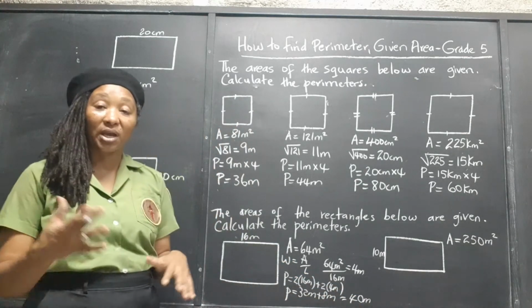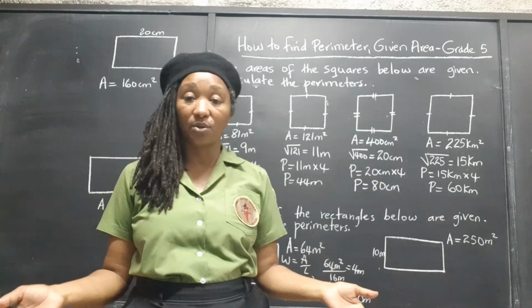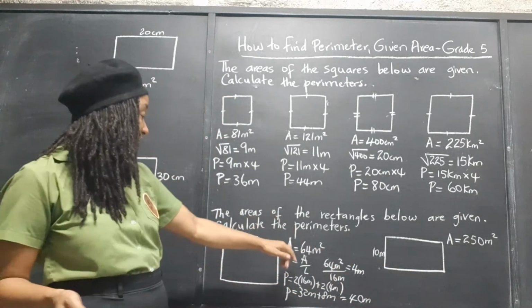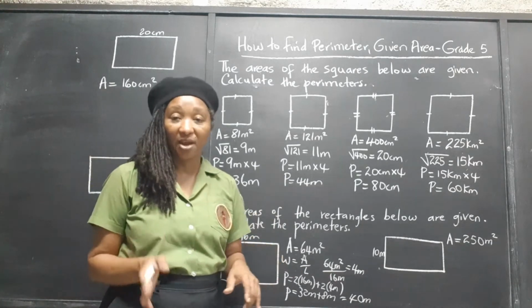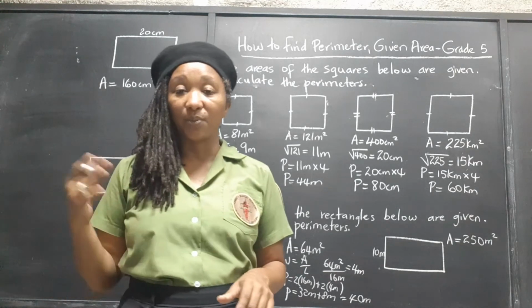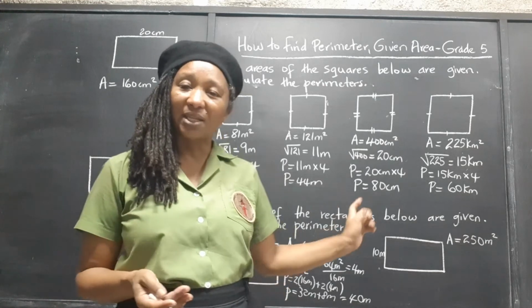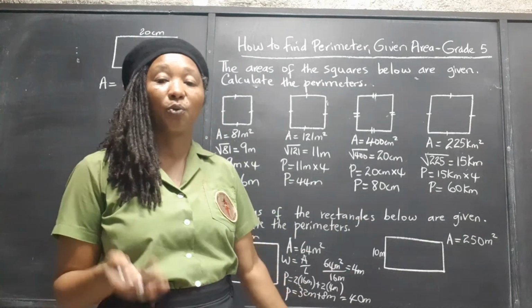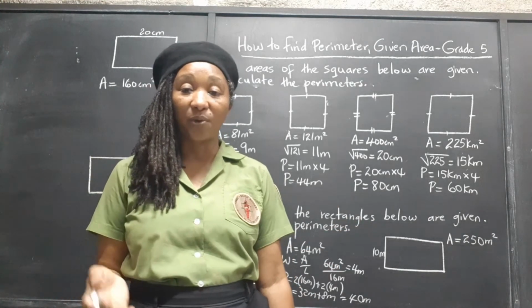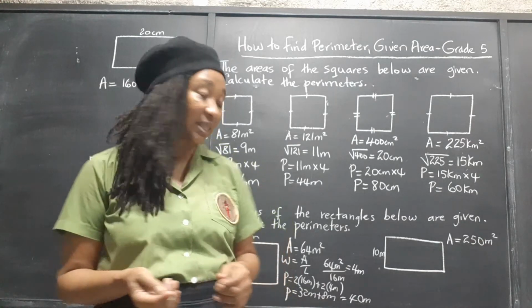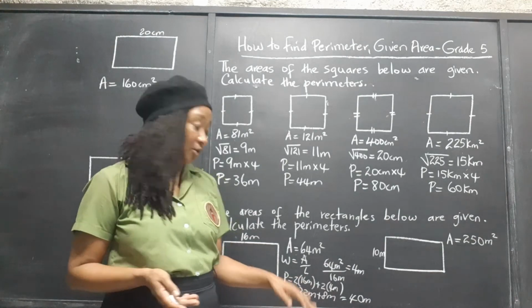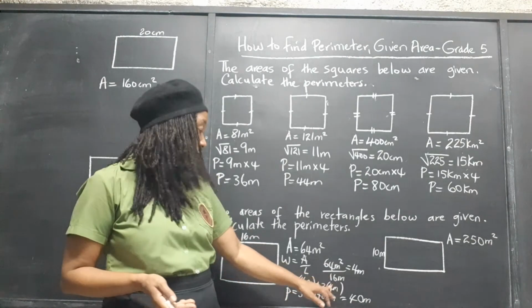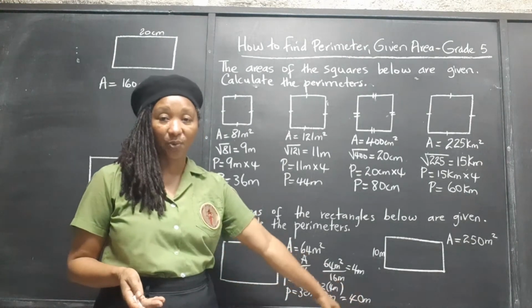So we use what we had to find what we didn't know. We were given the area, we were also given the length. We know that area is length times width. We need the width to find the perimeter. So we use the area and the length to find the width. We divided the area by the length and we got the width. Now we can find the perimeter: 2 times the length plus 2 times the width. And we got our perimeter.